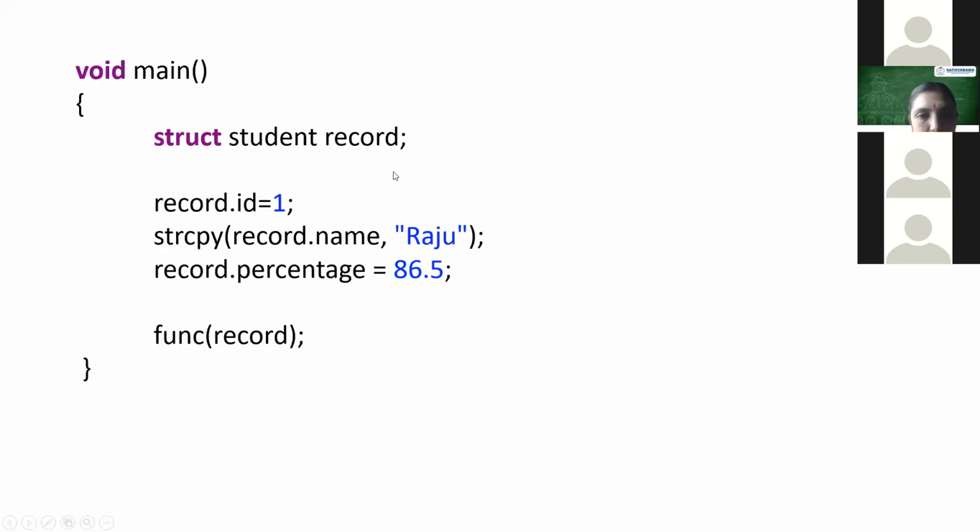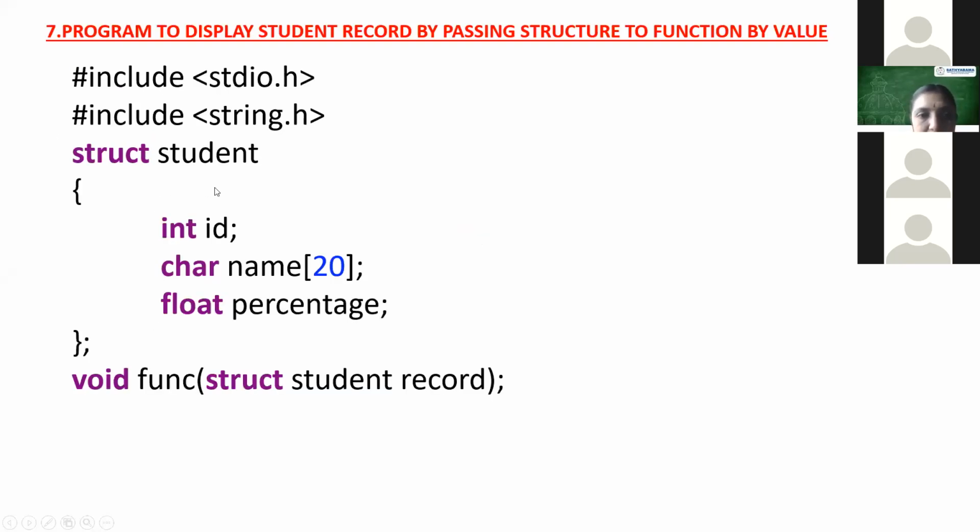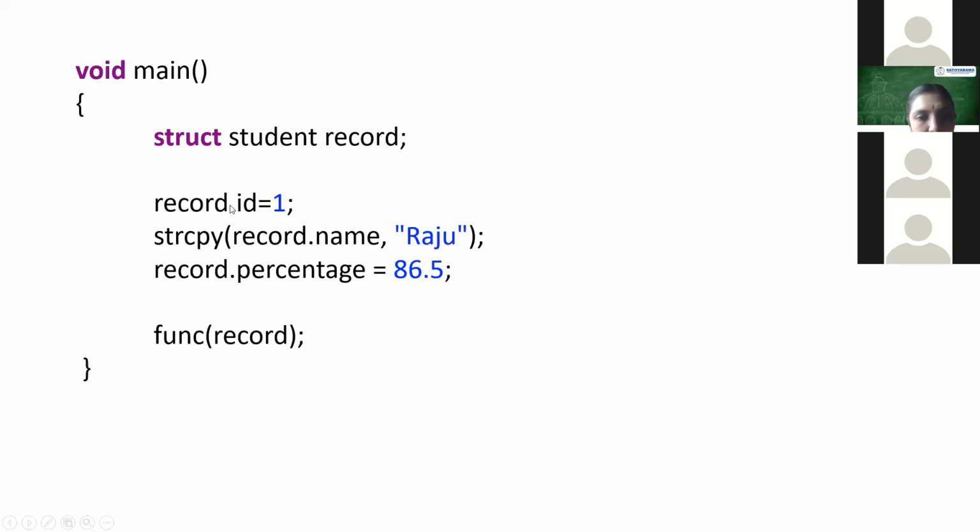Okay. So struct student record, ID is equal to 1. I'm just copying the values over. So whenever I call this record, it transfers to that function and collects the values: int ID number, the name of the character array, that is the name of the person, and the percentage he has. So here record ID is equal to 1, strcpy record name is equal to Raju, record percentage he has scored is equal to 86.5. Whenever I call that function, it starts executing again.